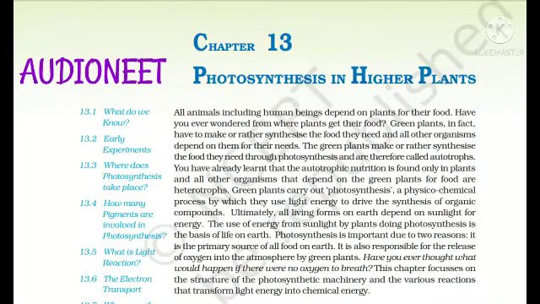Now consider the interesting experiment done by T.W. Engelmann (1843 to 1909). Using a prism, he split light into its spectral components and then illuminated a green alga.